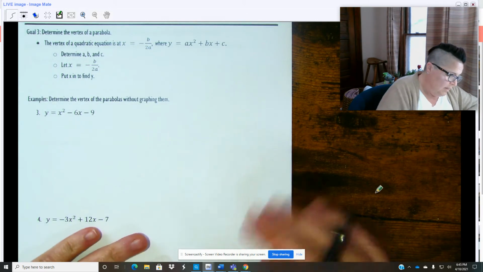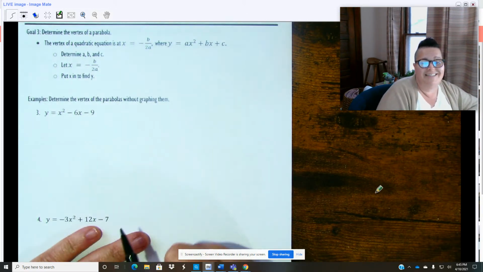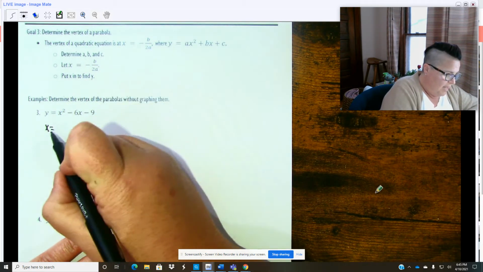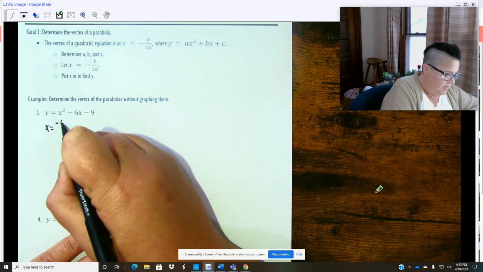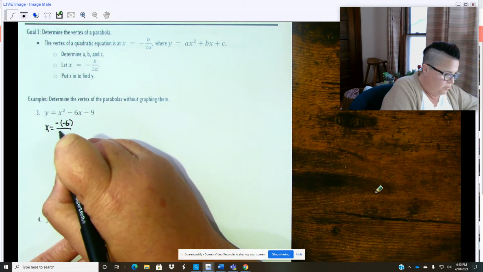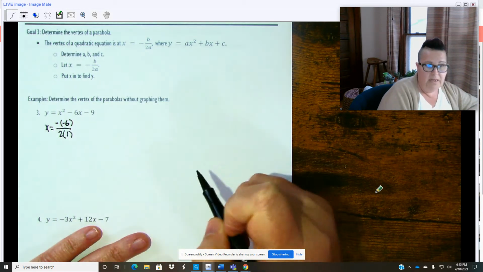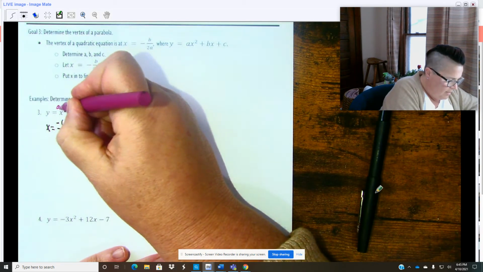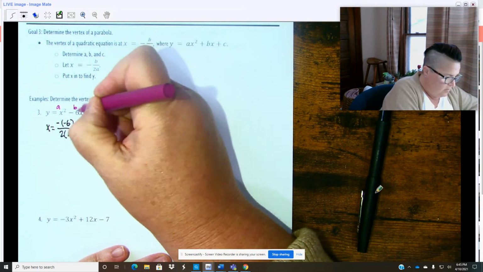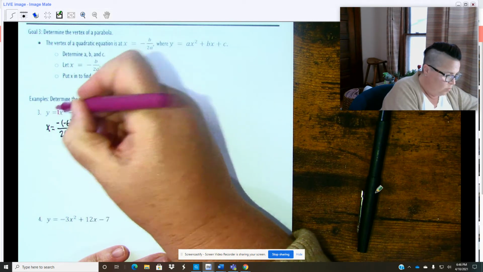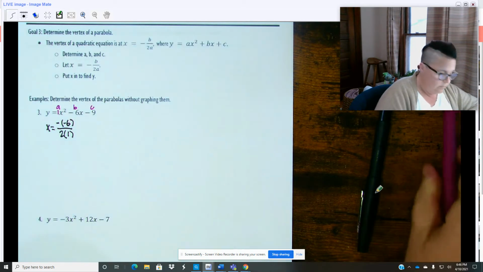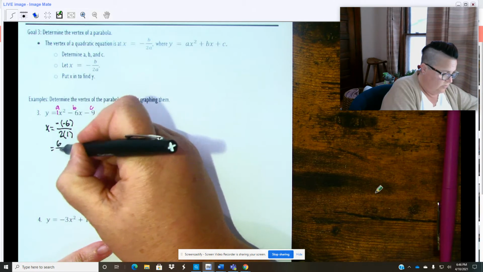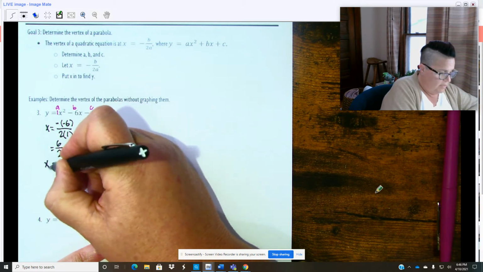So here we have y is equal to x squared minus 6x minus 9. So we're going to let x equal the opposite of b, so the opposite of a negative 6, over 2 times 1, right? Where am I getting these numbers? This is a, b, c. So my b is negative 6, my c is negative 9, my a is 1. So that's where those are coming from. So we're going to let x equal the opposite of negative 6, which is 6 over 2. We're going to let x equal 3.